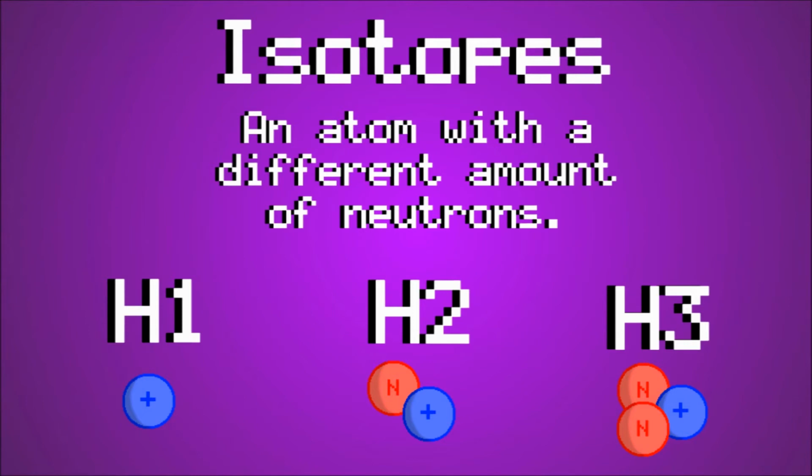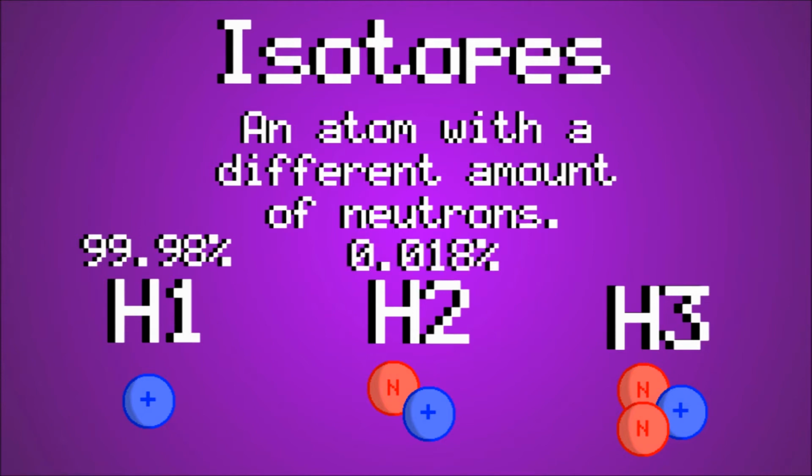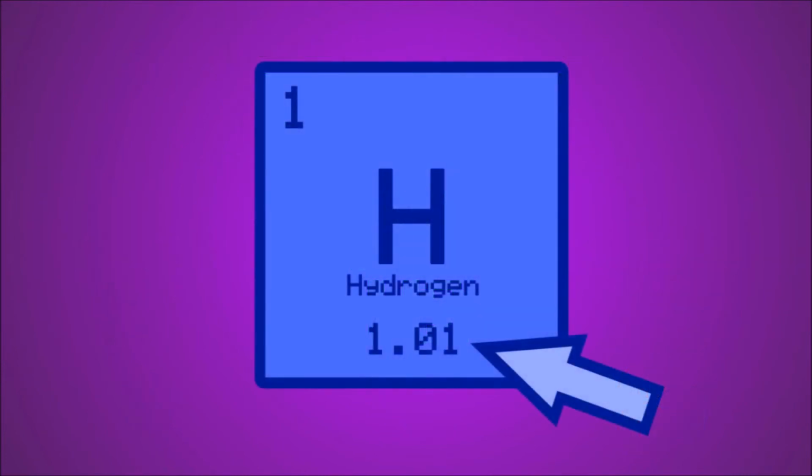Now if we look at the abundance of these isotopes, we see that 99.98% of all naturally occurring hydrogen is the H1 isotope. Only 0.018% is the H2, and only 0.002% is H3. This makes the average mass of all the hydrogen atoms in the universe just slightly above 1, at 1.0079, or rounded up to 1.01. So the number at the bottom of each tile is the average mass of all the isotopes of a given element and how often they naturally occur.